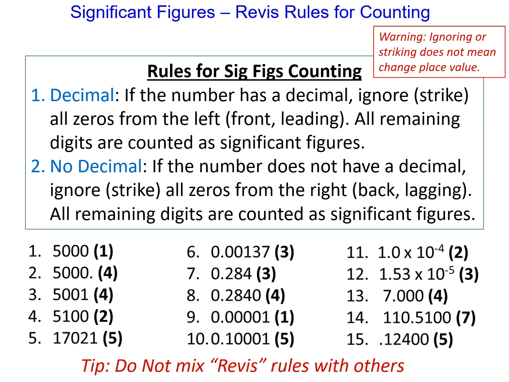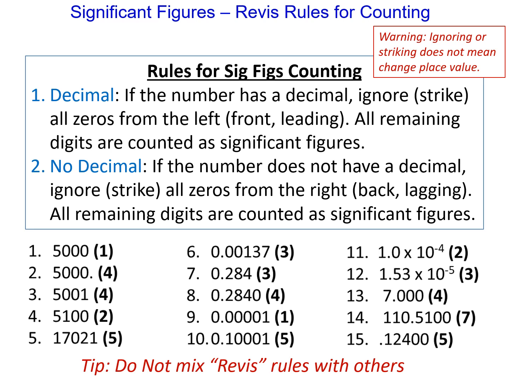The decimal rule. If the number has a decimal, ignore, strike, all zeros to the left, the front leading zeros. All remaining digits are counted as significant figures. In other words, if there is a decimal in the number, you only look to the left leading zeros, strike those, and then count all remaining digits, including any zeros. Be aware that when we say strike, we are simply ignoring them. They are still there, but we ignore them for counting purposes.